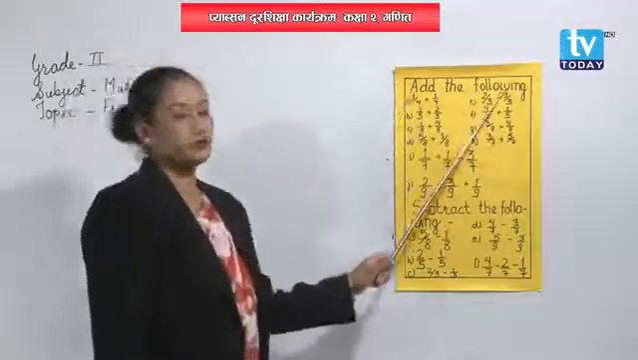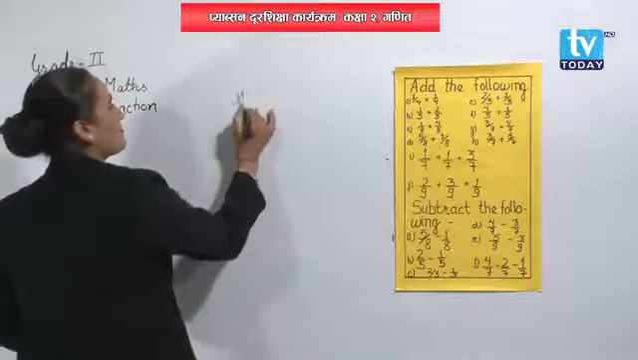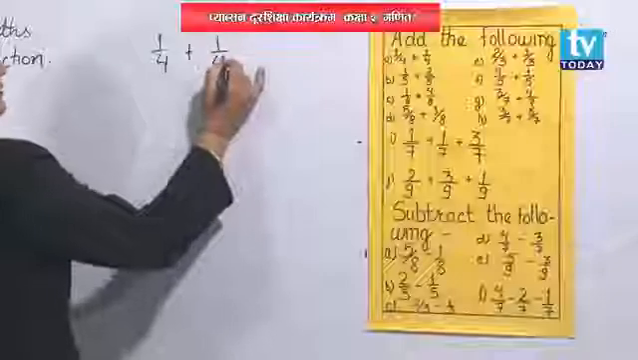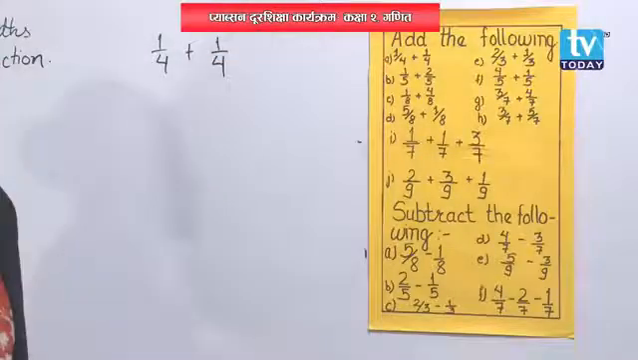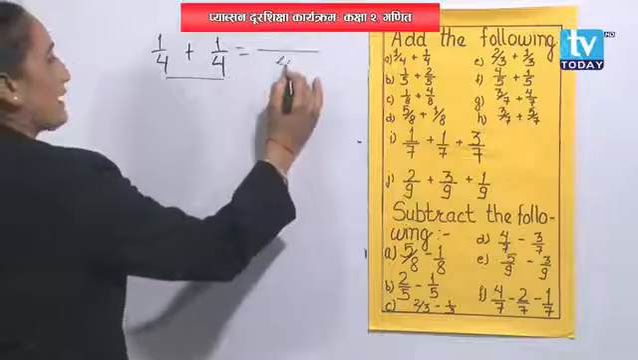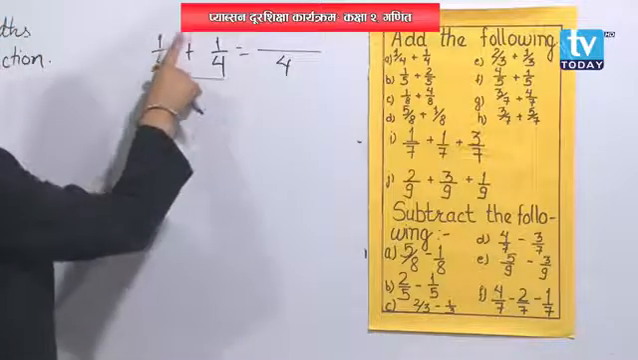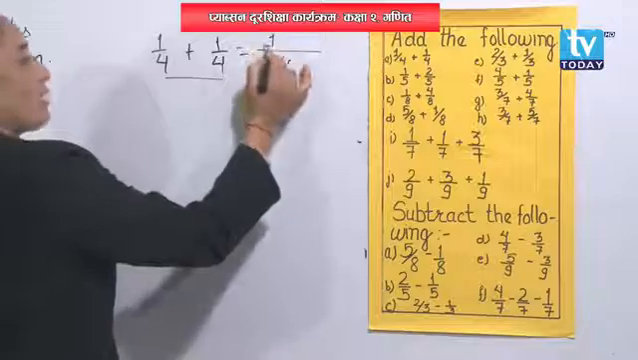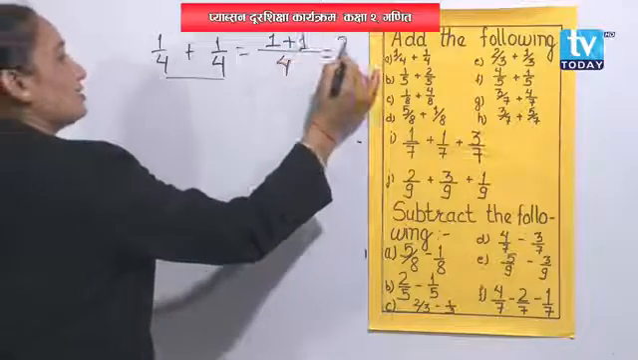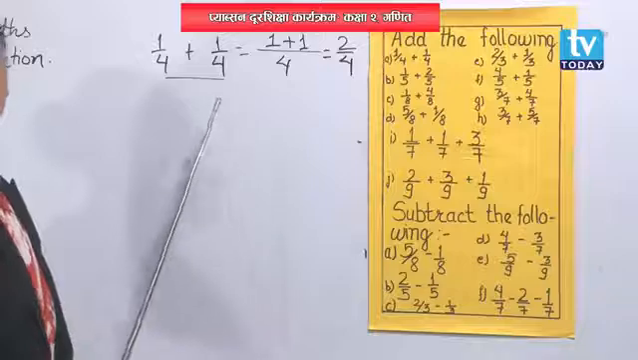Add the following. See here, first one is 1 by 4 when it is added to 1 by 4, then what will be the answer? Among these two, please take the 4 as a single one, okay? And when you add 1 and 1, then it will be 1 plus 1 equals 2 by 4. Can we write it like this way?